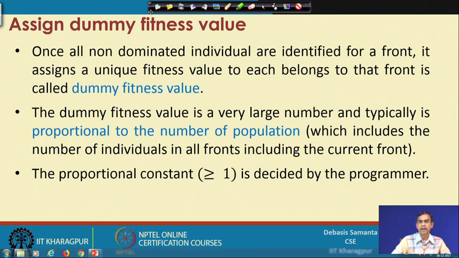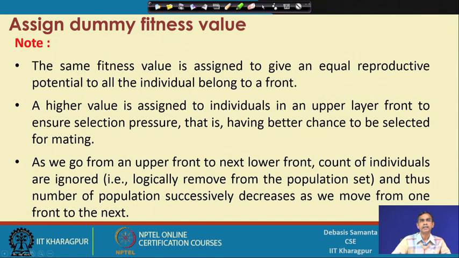So, that can be very large, and the best, superior solution has a large number of what are called dummy fitness values compared to the inferior solution. So this is basically assigning the dummy fitness values. Here we can summarize the things.